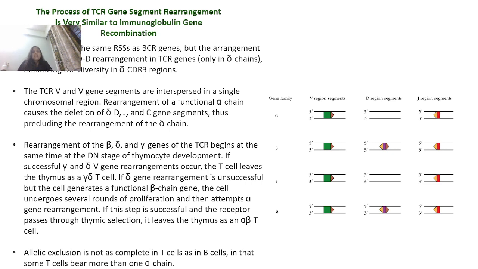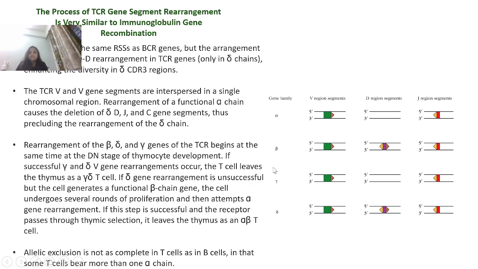However, the arrangement allows D to D rearrangement in TCR genes only in the delta chain, which enhances the diversity of the CDR3 region. Here you can see two D regions can join together, enhancing the diversity of the TCRs. So here the TCR V segments are interspersed in a single chromosome region, and rearrangement of a functional alpha chain causes the deletion of the delta D, J and C segments, thus precluding the rearrangement of the delta chain.